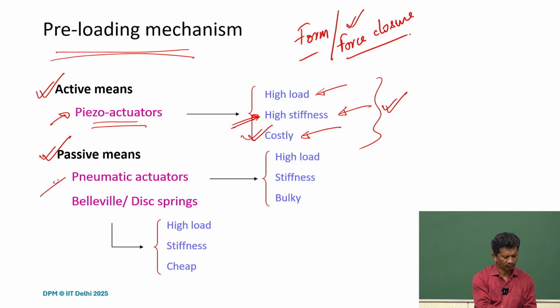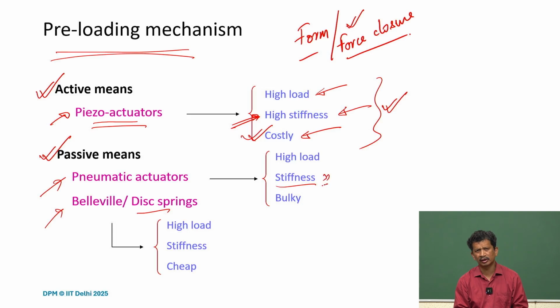So pneumatic actuators, or we have disc springs. Pneumatic actuators, yes, the stiffness is a question mark. We cannot have a very high stiffness. Yeah, of course, we can get high load, but the problem is it can be very bulky.